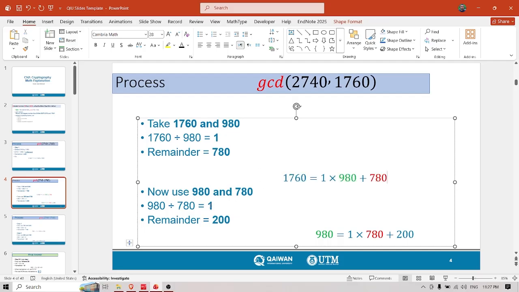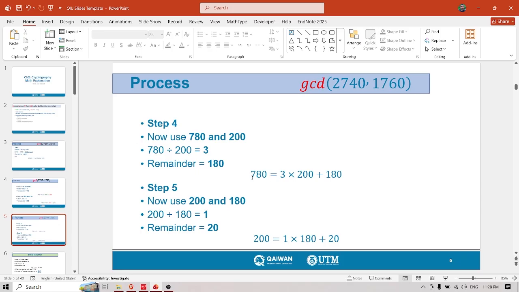We will divide it. Once we get 0, we will stop. However, now it is 1. And we will see that 980 is equal to 1 multiplied by 780 plus 200. Now we will take 780 and 200.